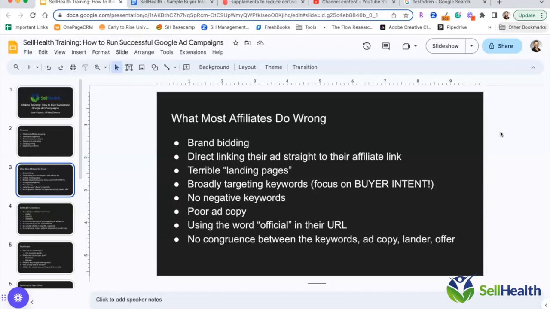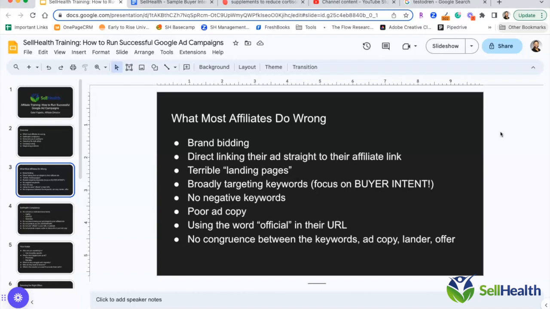There's no matching between the keywords you bid on, the ad copy that exists, the landing page, and the offer that's being pitched. You need to have consistency among all elements of your campaign if you want it to be successful.